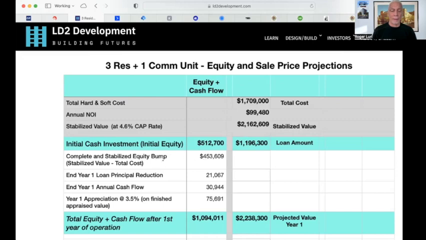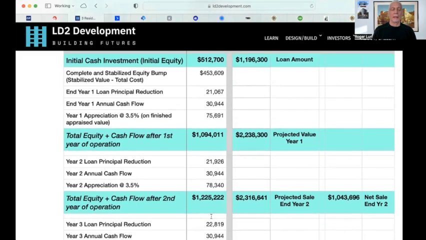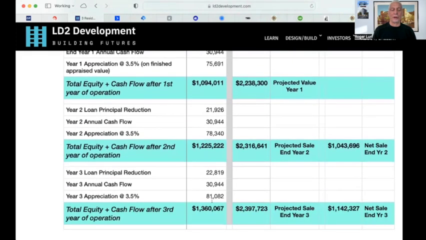So this is your equity bump. Now, with the same principal reduction and cash flow added in, your appreciation number goes up because it's based on a higher number here. So now my equity is increasing faster based on this bigger equity bump and this bigger appreciation. So I've already doubled my equity after the first year of operation. And then coming into my second year, I'm way up to 1,225,000. And my third year, I'm at 1,300,000 already, right?